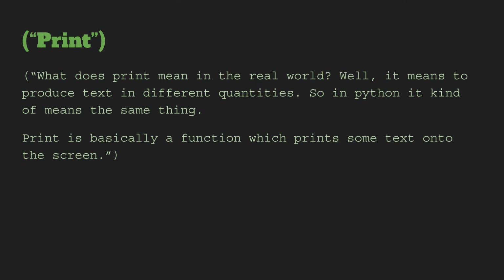Print. What does print mean in the real world? Well, it means to produce text in different quantities. So in Python, it kind of means the same thing. Print is basically a function which prints some text onto the screen.